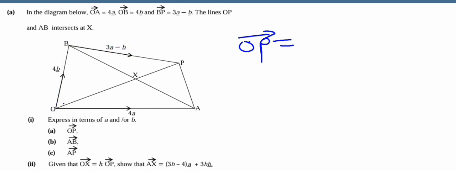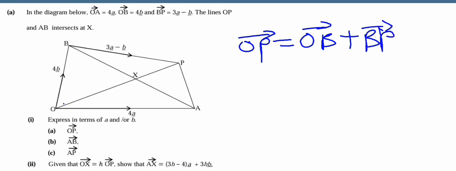So we can say for us to reach P, the first step that we are going to take is this one which is OB. So we can say OP is equal to OB. Then from there now, we need to start from B up to P. That is how we are going to move.